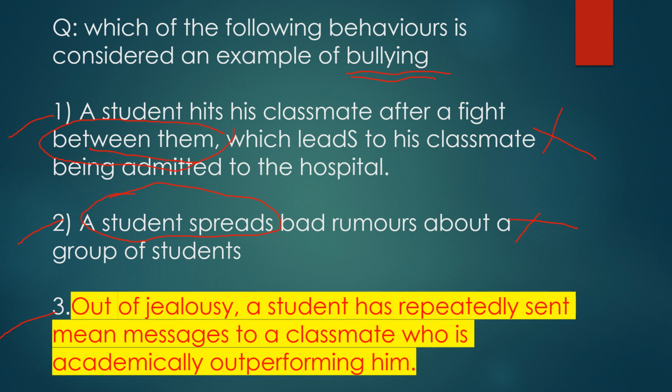You can cross out this distractor and you can clearly see in option number three, out of jealousy, a student has repeatedly sent mean messages to a classmate who is academically outperforming him. So here you can see that he is trying to intimidate, okay? And there is a strategy that he's developed, that he's sending mean messages. So this is your correct answer, and you can remove these two distractors which are totally wrong.